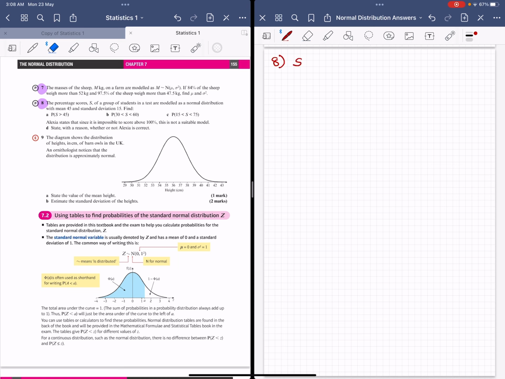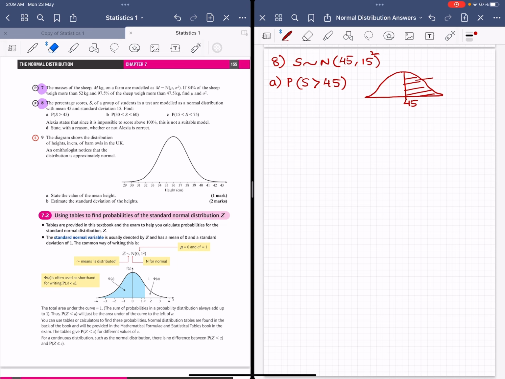Score is distributed normally with a mean of 45 and standard deviation 15. So the A part is asking us to find the probability that the score S is greater than 45. If we draw a bell curve to represent this information, 45 is our mean. So we are looking for values or the data above 45.